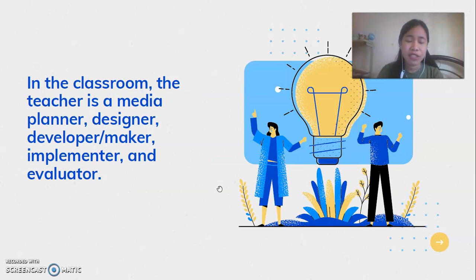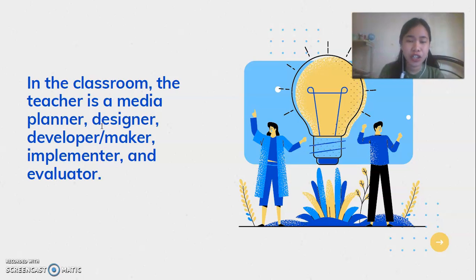So we have a statement here. In the classroom, the teacher is what? Okay, so we are now talking about the roles of the teacher inside the classroom. So inside the classroom, a teacher is what? A media planner. She or you could be a media planner. You as a teacher is a designer. You as a teacher is a developer or a maker. You as a teacher is an implementer. And your last role as a teacher is you are an evaluator. So we have basically 5 roles.